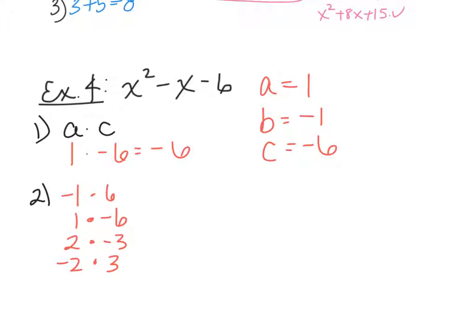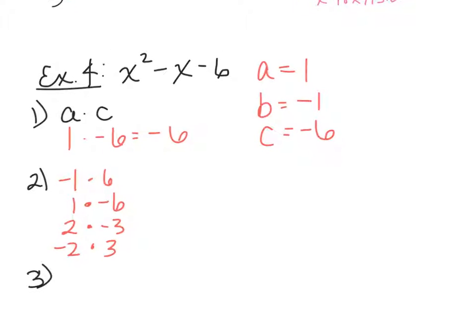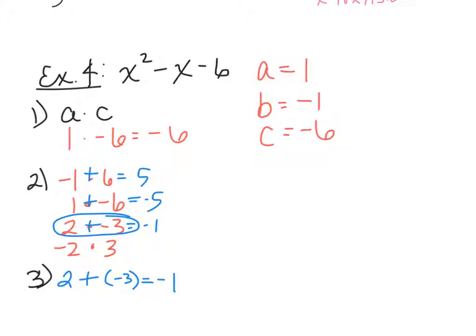So then next, step 3. Which of these add up to my B value? So first, what is the B value? -1. So which of these add up to -1? If I add these, that gives me 5, -5. There we go. We've got -1. So 2 plus a -3 is -1.